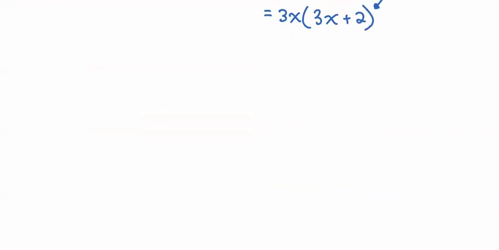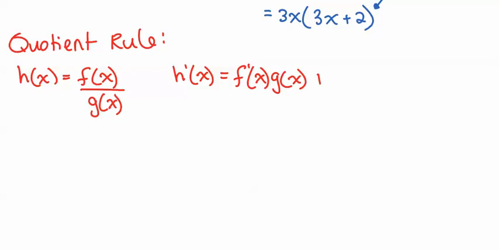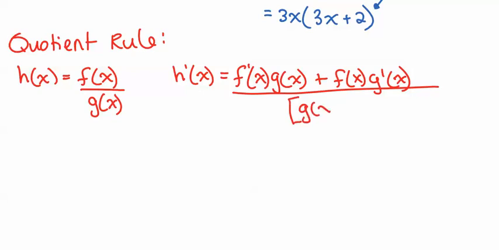And quotient rule is next. So quotient rule is, okay, let's say you had two functions, but this time they're divided by each other, f of x over g of x. So the quotient rule helps us find the derivative of a fraction. So if we're trying to find the derivative, h prime of x, we just do the product rule in the numerator. So we find the derivative of the first times the second, plus the derivative of the second times the first. And we also have to divide the whole thing by g of x squared.